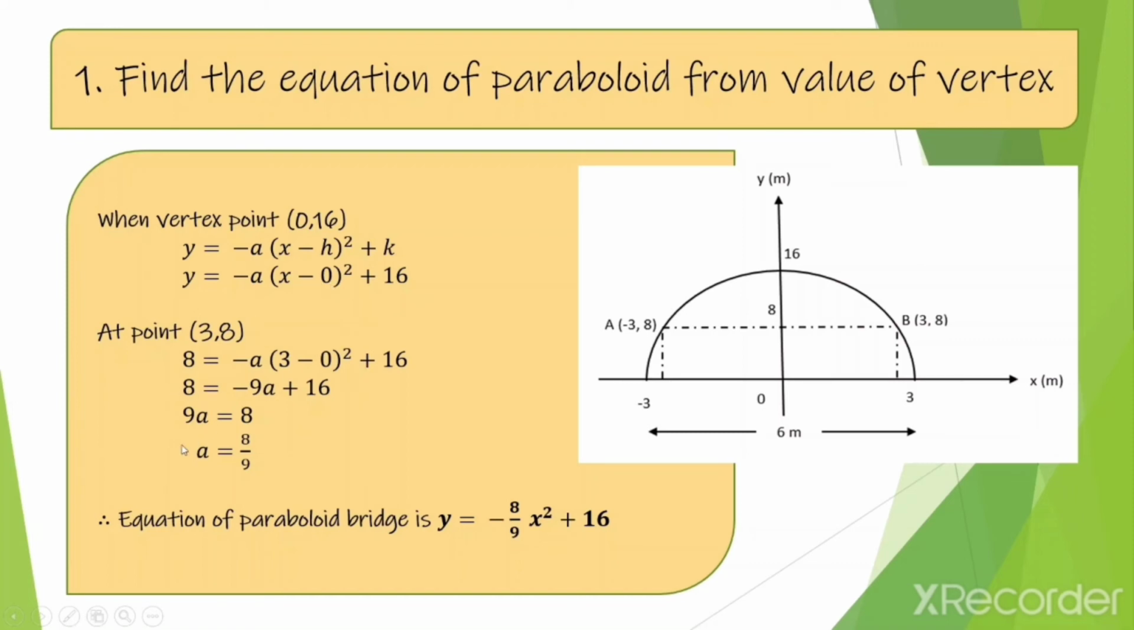To find the value of a, we need to choose any point from the figure, either A or B. So, we choose point B, and substitute the point into the equation that we found just now. And then we get a equals 8 over 9. Then the equation of the parabolic bridge is y equals negative 8 over 9 times x squared plus 16.